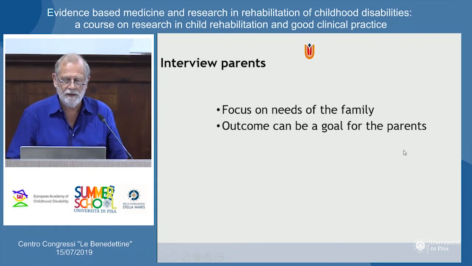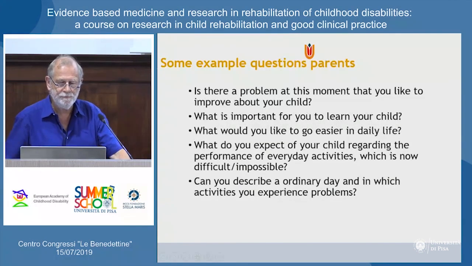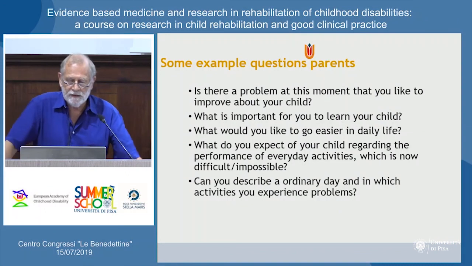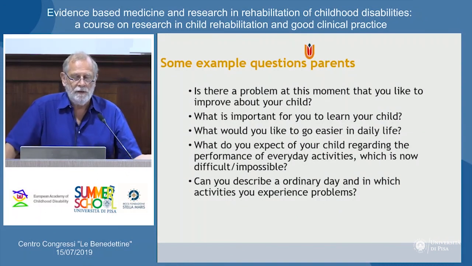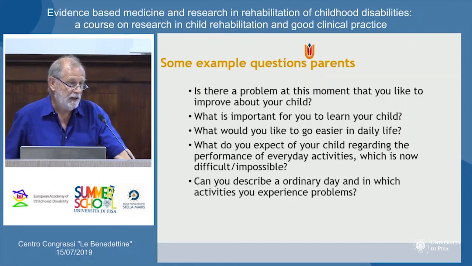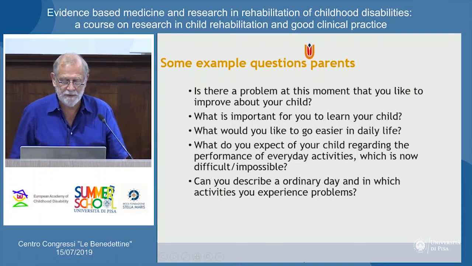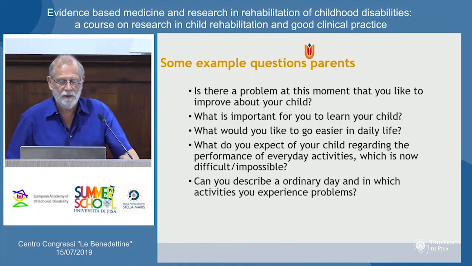For the family, the outcomes of the needs can be a goal for the intervention. For the parents, you can ask: is there a problem at this moment that you would like to improve? Or what's important for you to teach your child? You focus on what they would like to improve in the coming time. Would you like to go easier? All these kinds of questions.